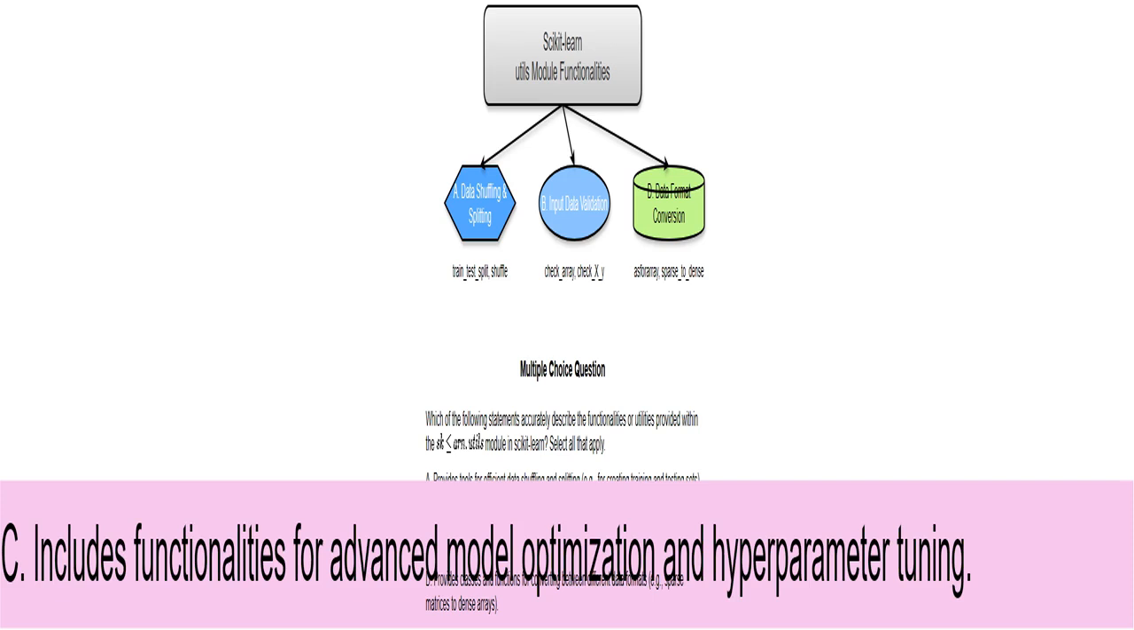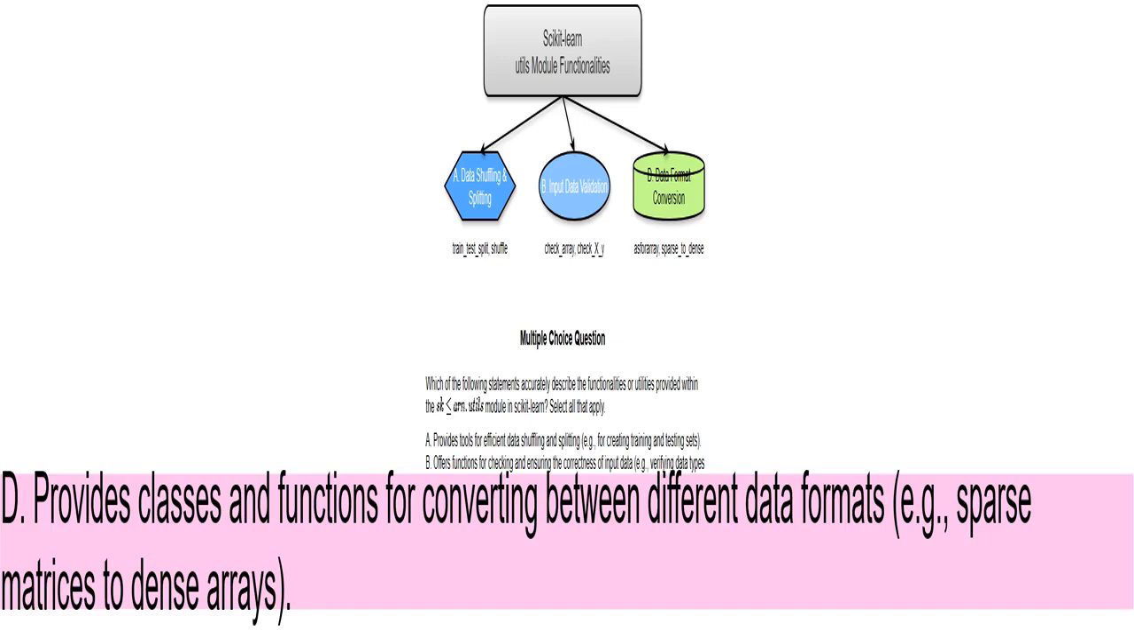This option assesses the conversion capabilities of Sklearn utils. It looks at whether the module allows changing between different data structures, like converting between sparse and dense matrices. Data format conversion is vital in many machine learning processes. We need to check if Sklearn utils supports such conversions.